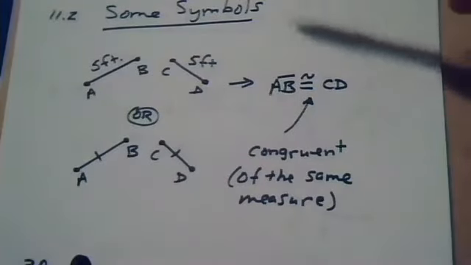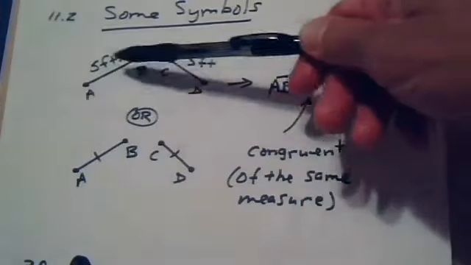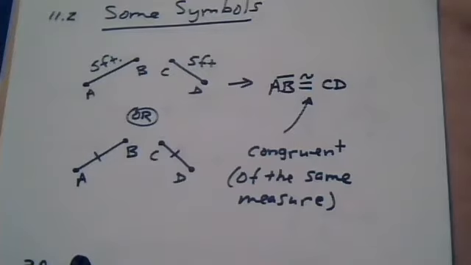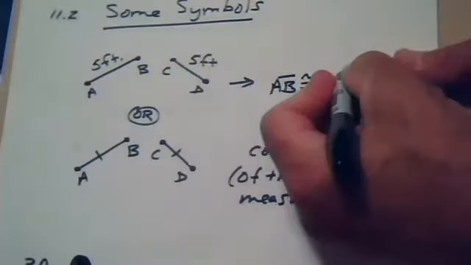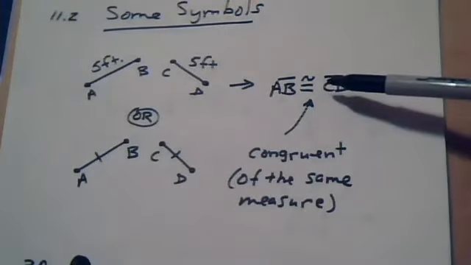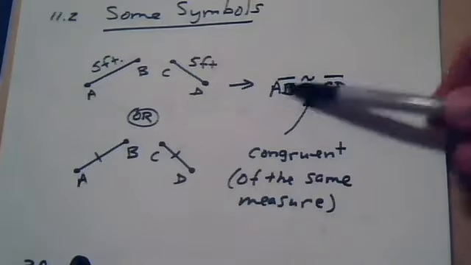Here's some more symbols. Line segment AB is 5 feet. Line segment CD is 5 feet. Therefore, we say that line segment AB is congruent to line segment CD. This is a simple symbol for congruence, congruent of the same measure. That's what it means. They have the same measurement.